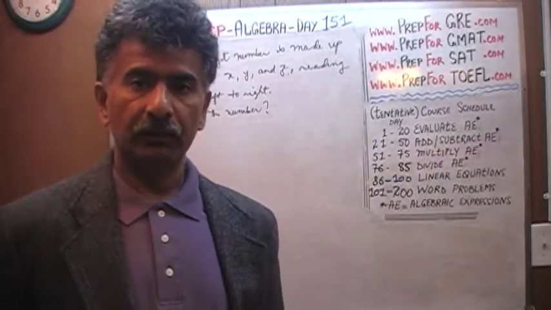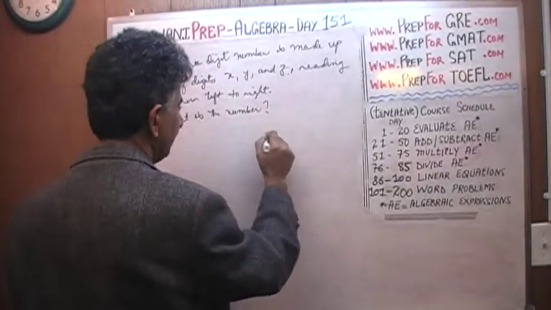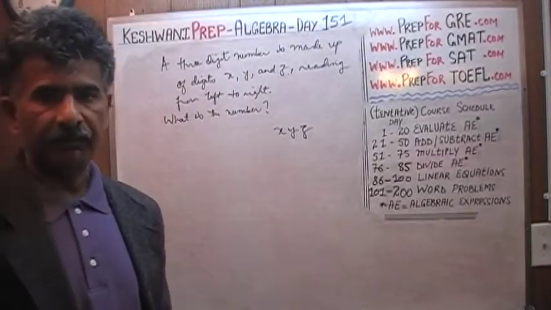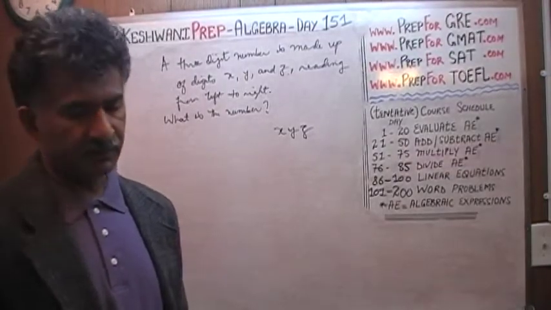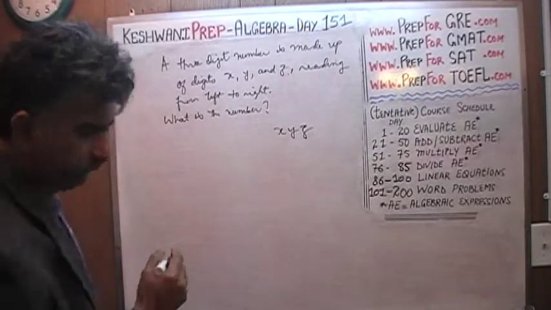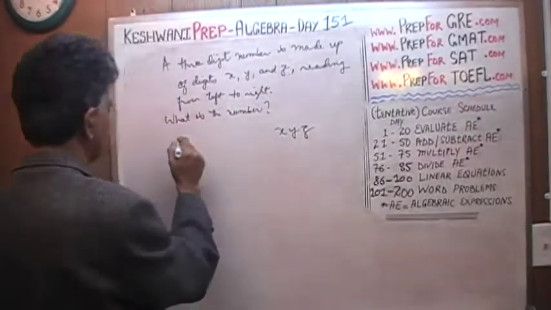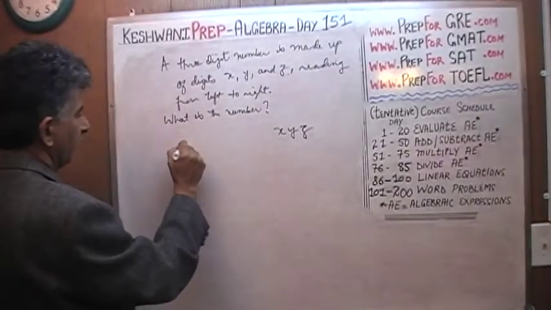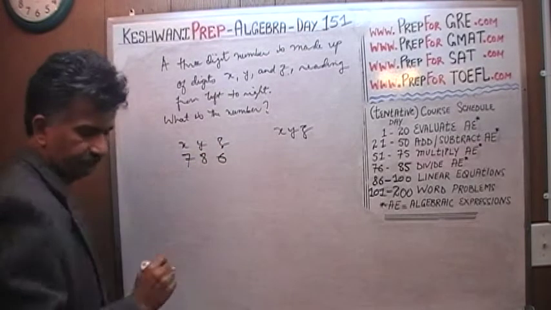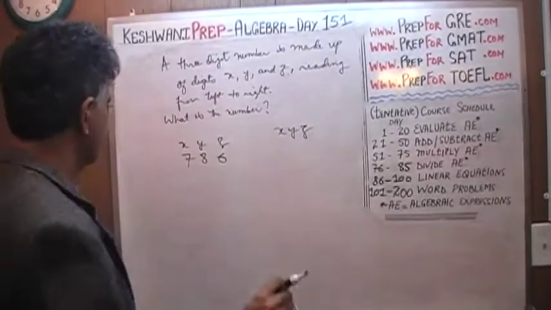Which is why I started out the way I did. X, y, and z reading from left to right. We cannot simply write that as xyz. This is not a three-digit number. These are three numbers being multiplied together. For example, let's plug in here. Let's pretend that our x, y, and z are 7, 8, and 3, doesn't matter.